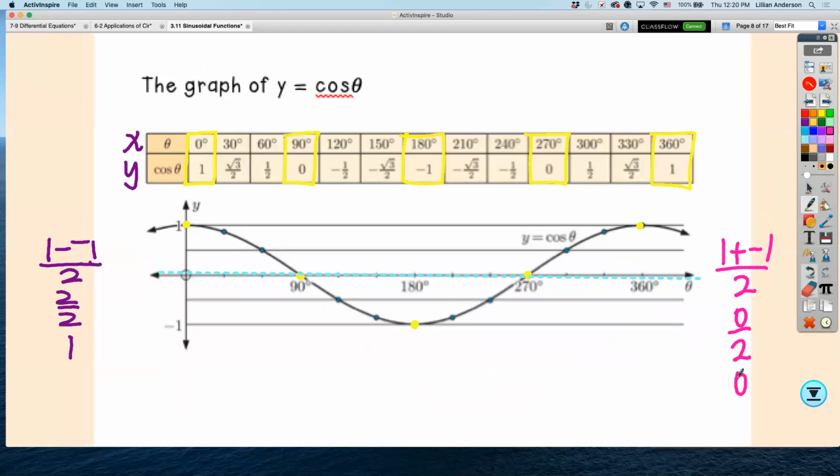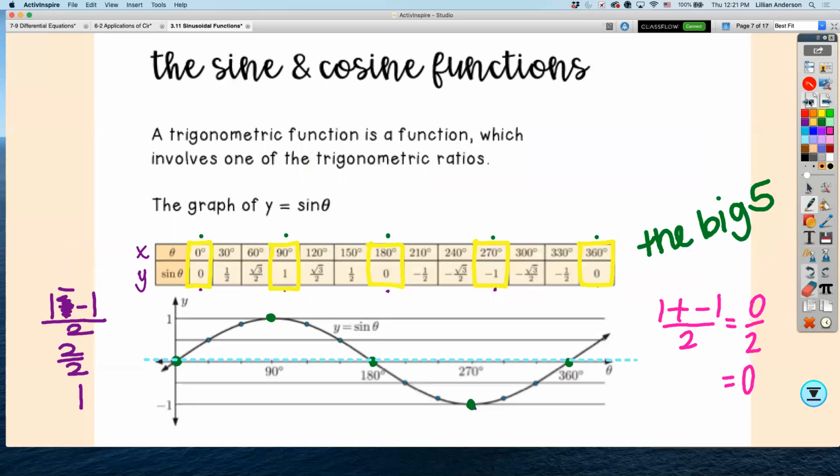Okay? So they have a lot of similarities. The biggest difference is those y coordinates. Even though they're the same, they actually don't go in the same order. Where's the y-intercept in sine?